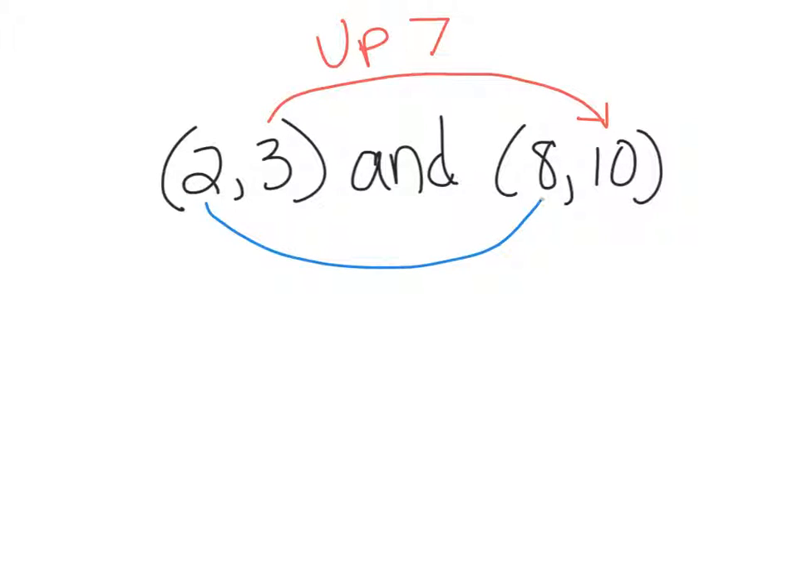Then I'm going to do the x's underneath the ordered pairs. I'm going to go from the 2 to 8. Did I get higher or lower? I went higher. I went up. How far is it from 2 to 8? 6. So I went up 6.